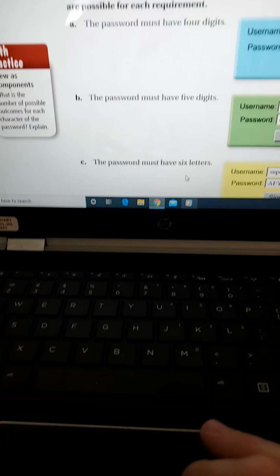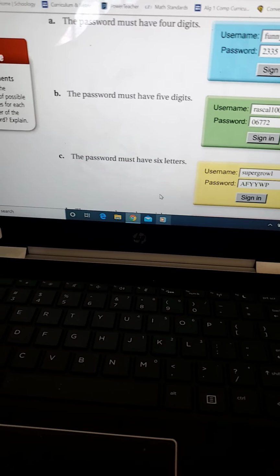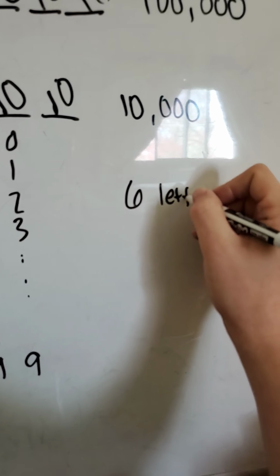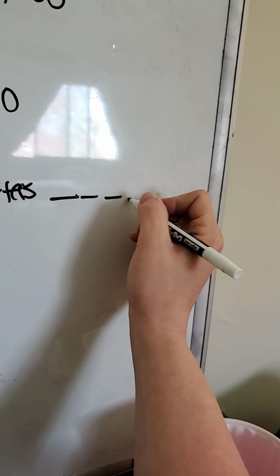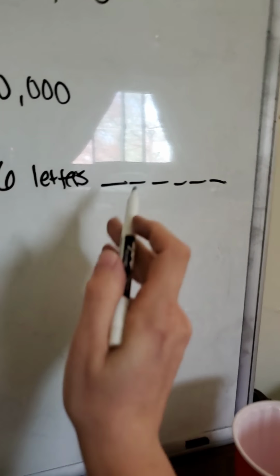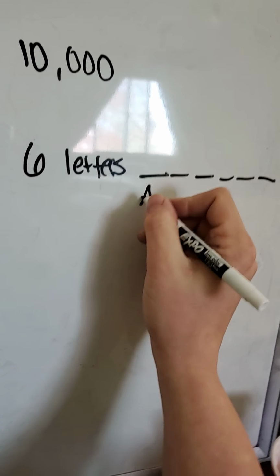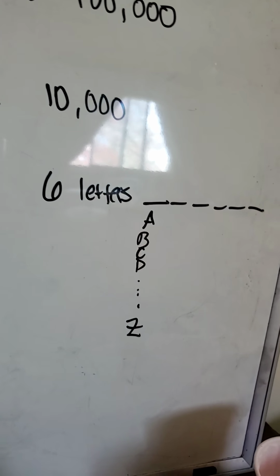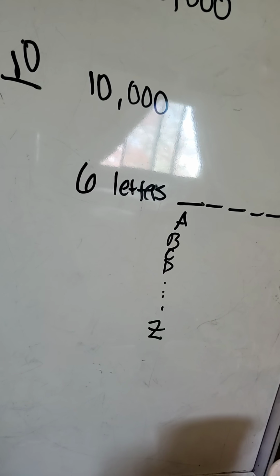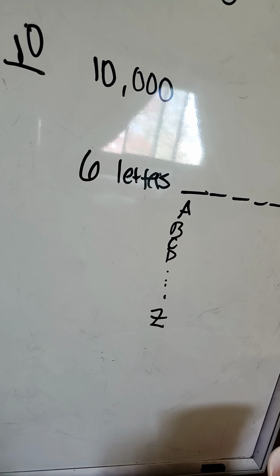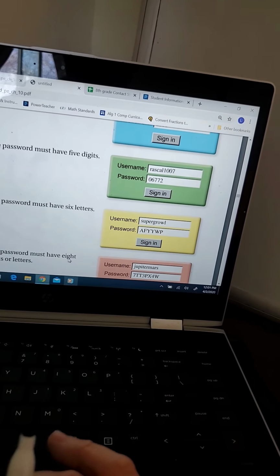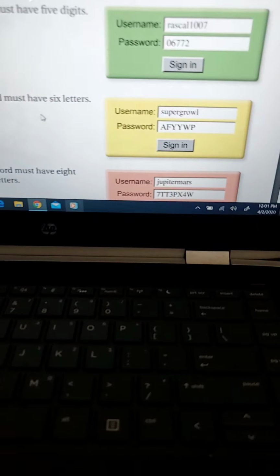Okay. The password must have 6 letters. All right, so let's think about this one. I'll put it over here. 6 letters. 1, 2, 3, 4, 5, 6. All right, well, what could I put here? You know, A, B, C, D, all the way down to Z, right? It must have 6 letters, and it does not specify capital or lowercase. I think we're just thinking caps because it looks like they do all caps there.